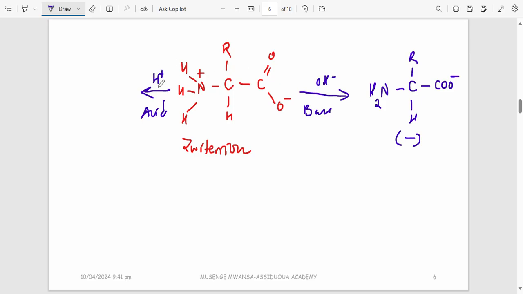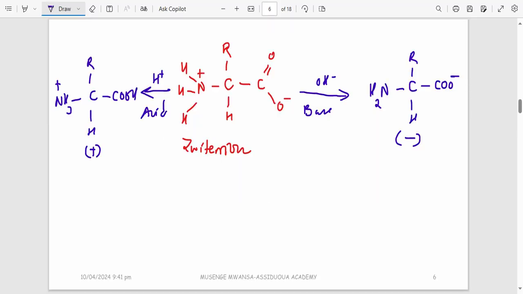When you add a proton, this proton is going to be attracted to the negative O. And so what you are going to have is a carbon bonded to R, bonded to H, and then you are going to have COOH. But this side you still have N with 3 hydrogens, positively charged. So in an acid, amino acids are positively charged. So it's important for you to take note of the charge of the amino acid in what environment.